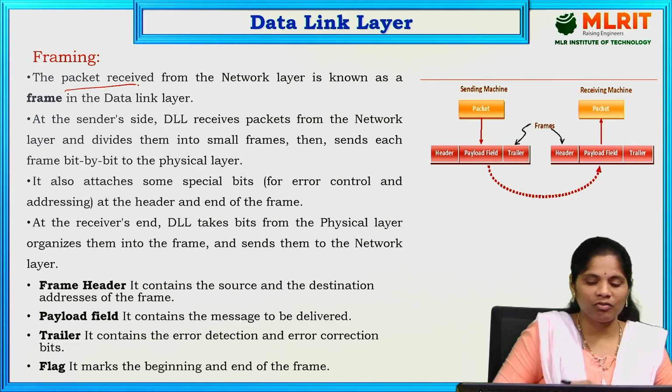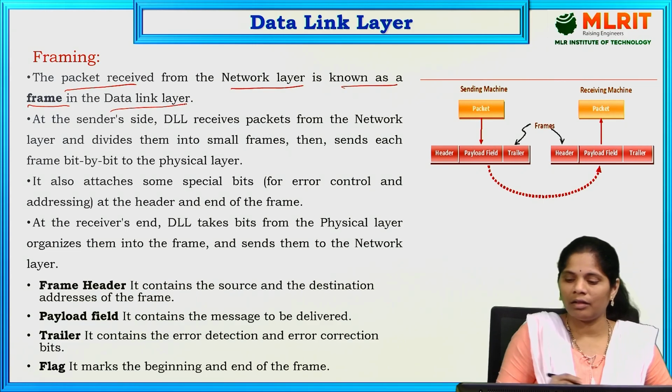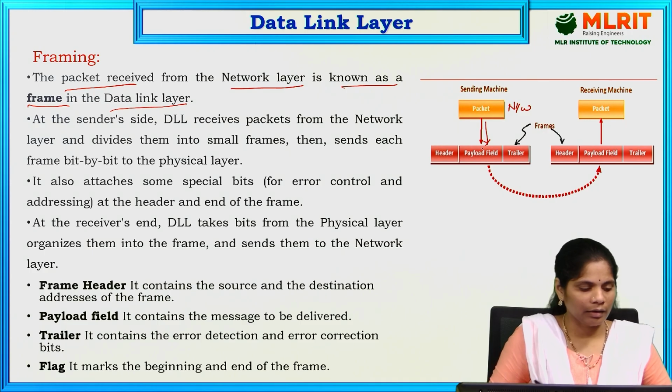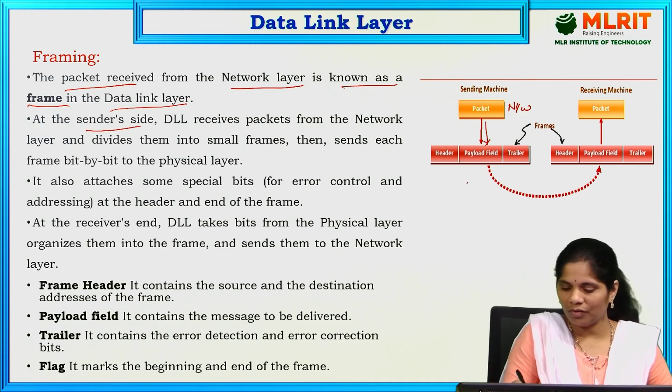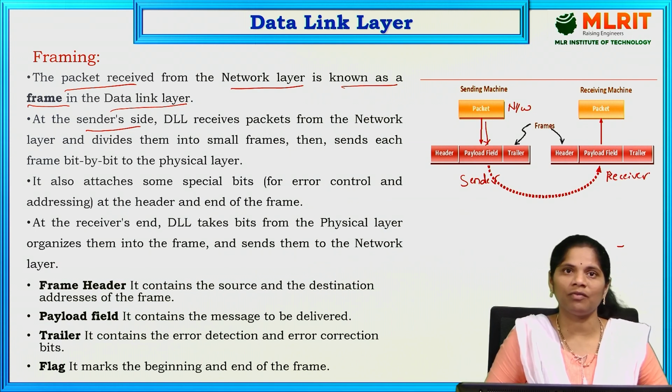The packet received from the network layer is known as the frame in the data link layer. The packet, whatever is coming from the network layer, is going to be transferred in the form of a frame to the data link layer. So, suppose this is the sender and this is the receiver, right? How exactly are the frames going to be transferred from node to node?